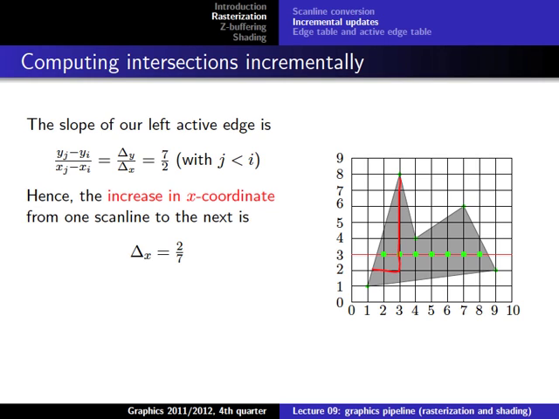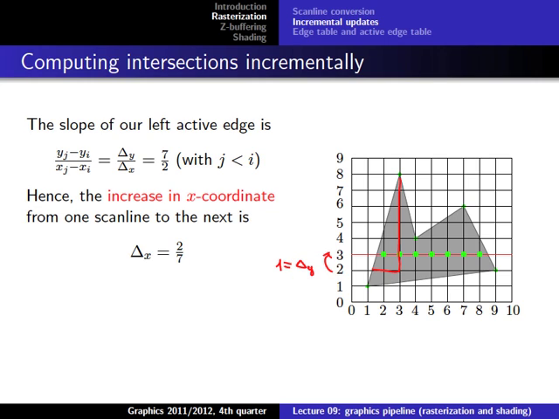And now if you think about how much the x value changes if you move from one scan line to the next, obviously that is the delta x. The delta y that changes here is just 1.